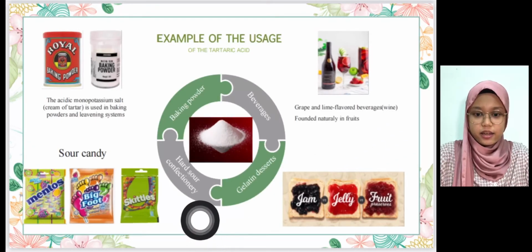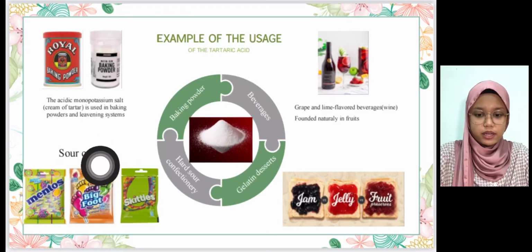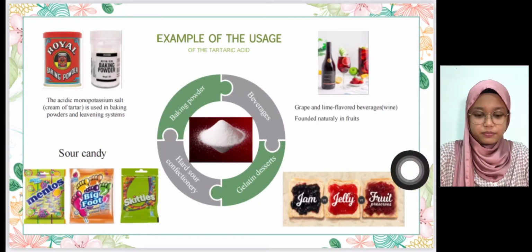On the other hand, for hard sour confectionery, did you notice most of the sour candies are coated with some thin layer of white granules? Well, those granules are called sour sanding. Sour sanding is made from citrate of tartaric acid and sugar.